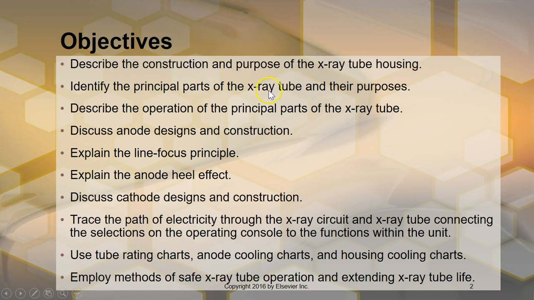So we're going to be talking about the construction, the purpose of the housing, then we're going to talk about the parts of the tube, then we're going to talk about the operation, the anode, along with the line focus principle and the anode heel effect. Then we're going to talk about the cathode. And then I'm going to help you trace the path of electricity through the X-ray circuit and the tube, connecting all of it to the operating console. Then I'm going to briefly mention the rating charts, the cooling charts and the housing cooling charts. Probably not something that you will have to use, but you need to know about them. And then we're going to talk about safe X-ray tube operation and extending tube life.